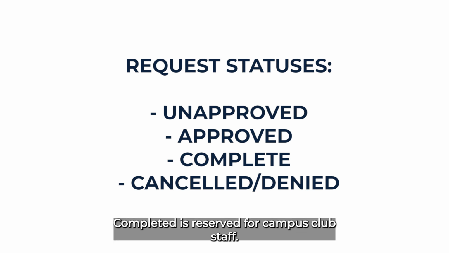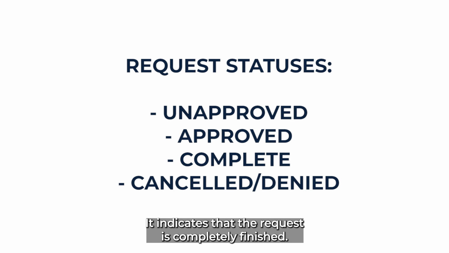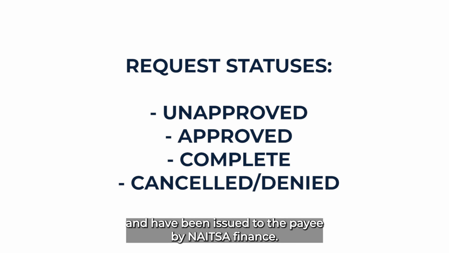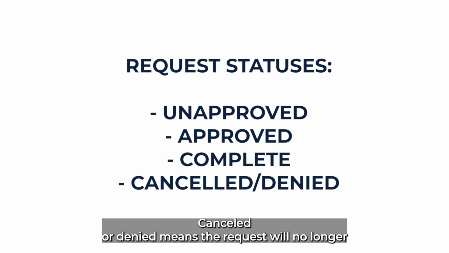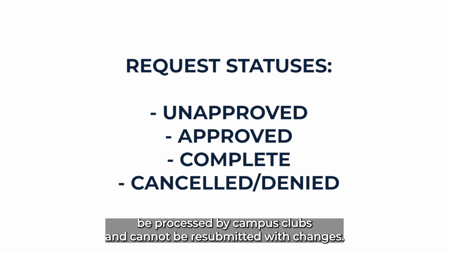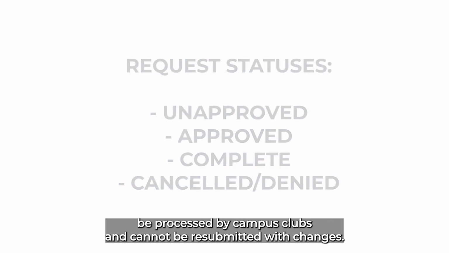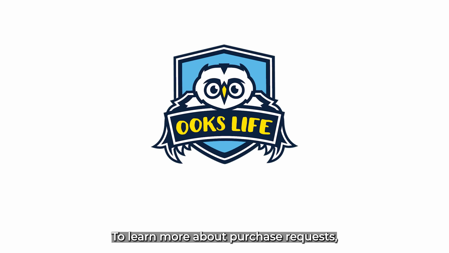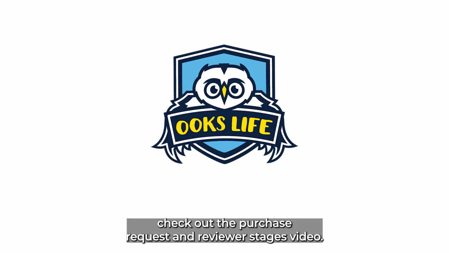Completed is reserved for campus club staff. It indicates that the request is completely finished. The approved funds are no longer encumbered and have been issued to the payee by NATSA Finance. Cancelled or denied means the request will no longer be processed by campus clubs and cannot be resubmitted with changes. To learn more about purchase requests, check out the Purchase Request and Reviewer Stages video.